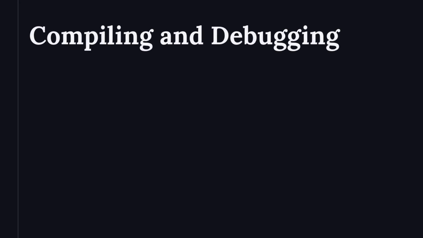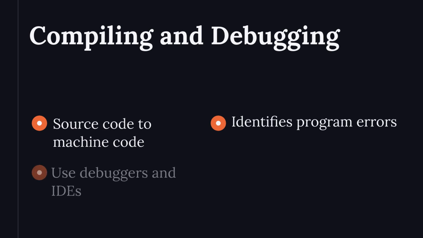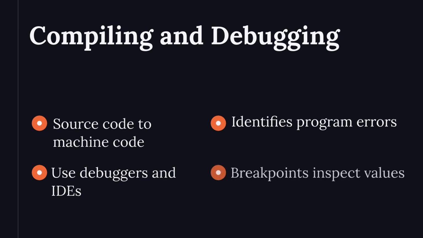Compiling transforms source code into machine-readable format. Debugging identifies and fixes errors in the program. Use tools like debuggers and IDEs for efficient debugging. Breakpoints help inspect values during execution. Mastering these techniques ensures error-free and maintainable software.